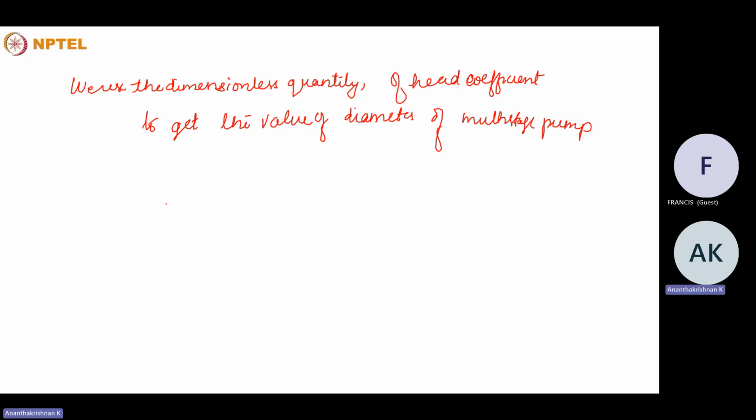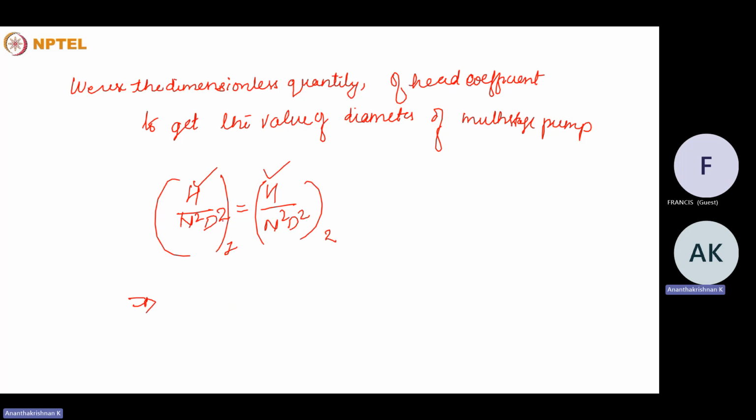In that particular case, what we can write is that head divided by RPM squared multiplied by the diameter squared of the single stage case is the same as the same quantity for the multi-stage case. We know the value of the head for each individual unit and the RPM. What we need to calculate is the diameter. So this is applicable for the cases of the pumps which satisfy all the similarities.